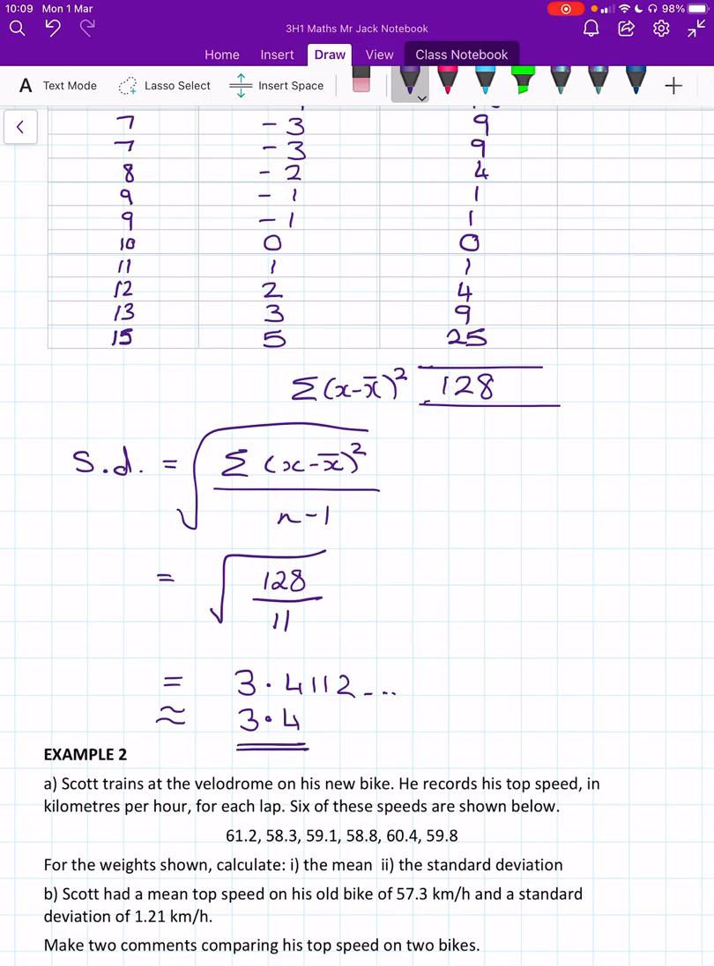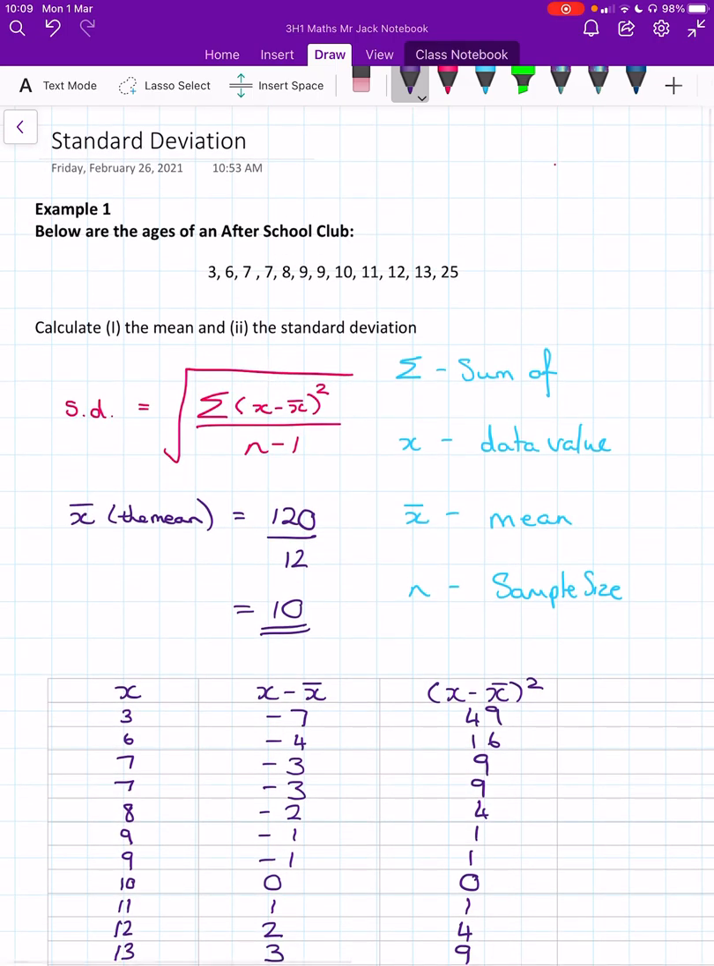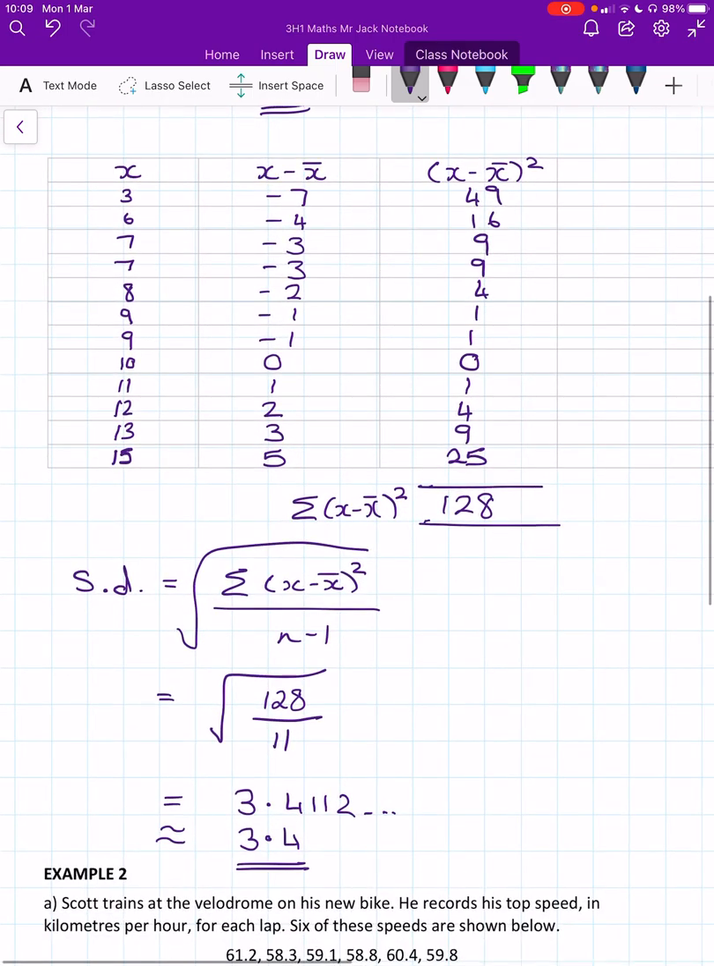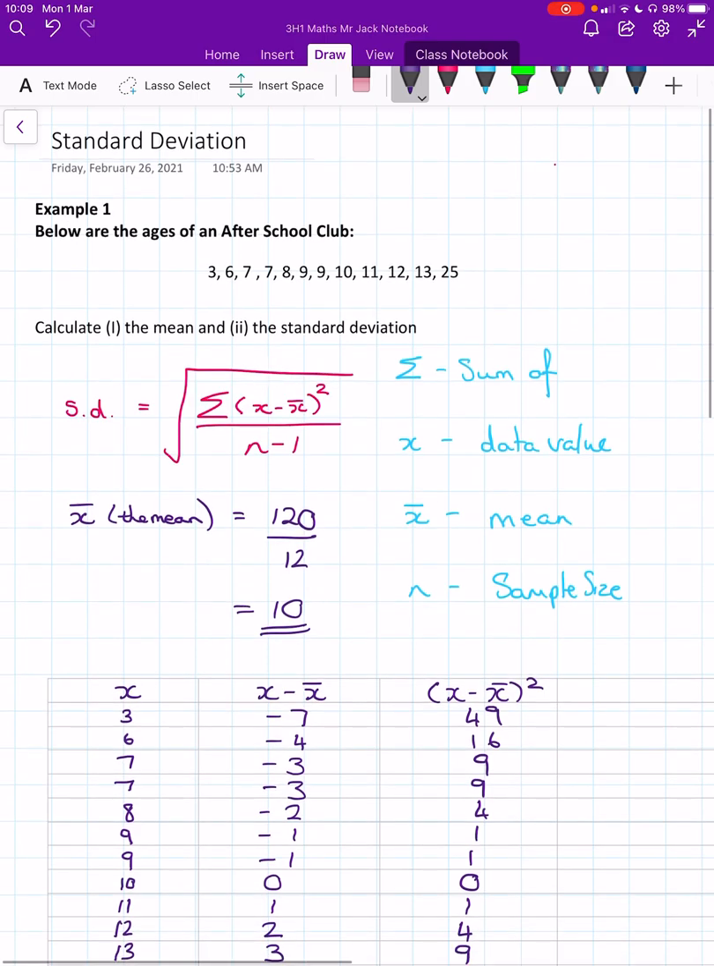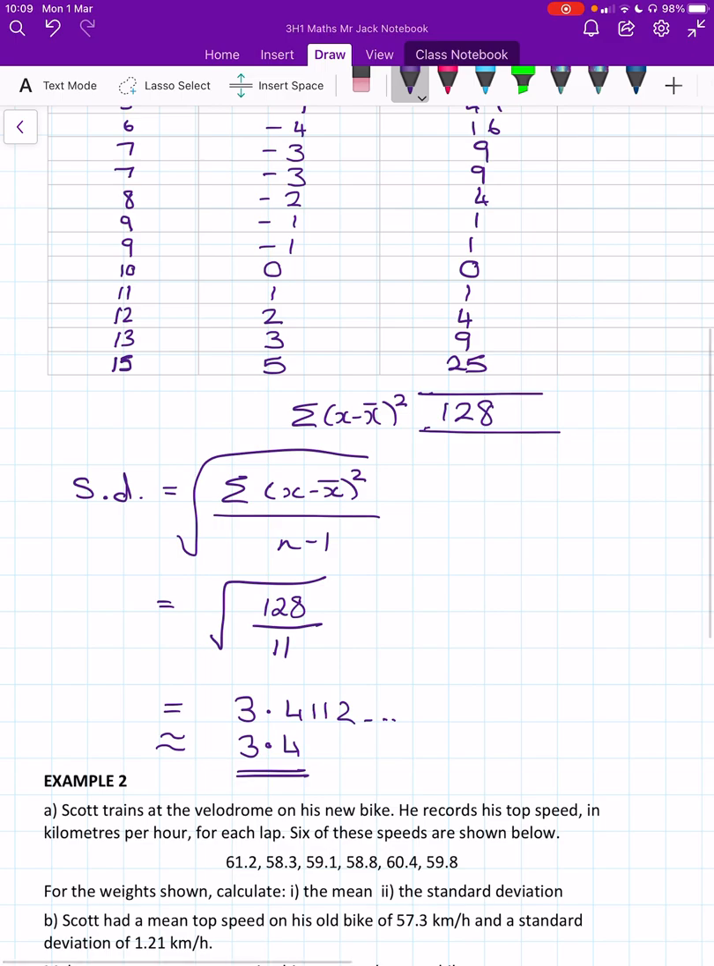So the standard deviation for this set of data is 3.4. Okay, and we're working in age, so we can assume that that's 3.4 years. Okay, that's how we calculate standard deviation.